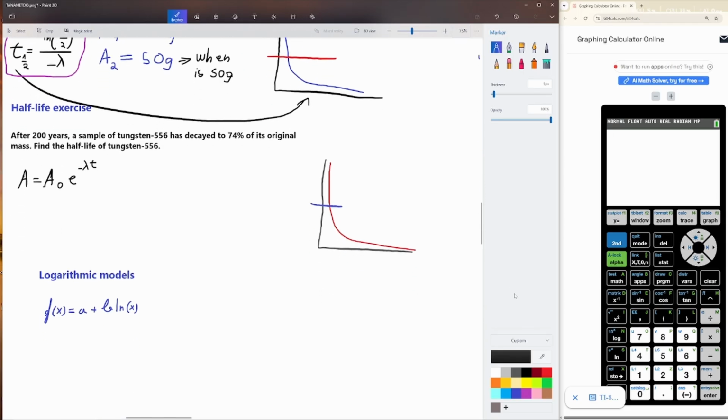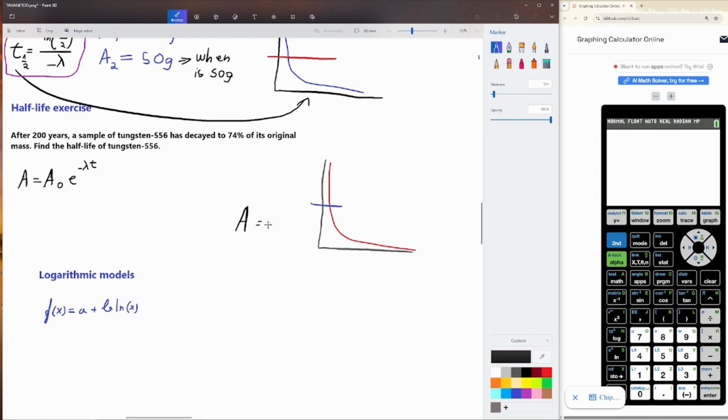So now you can dump your info in. As you can see, it says that after 200 years, a sample has decayed to 74% of its original mass. Therefore, you can multiply, because what is A?